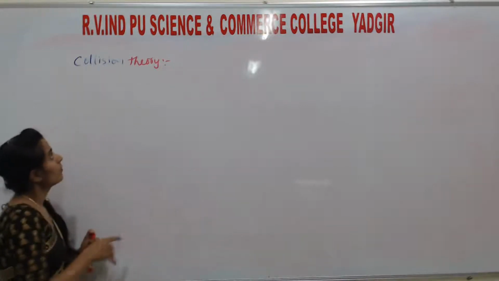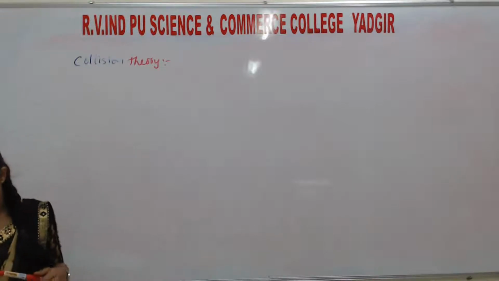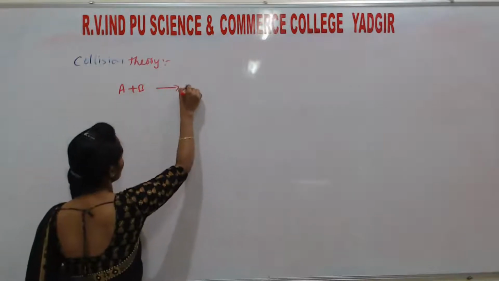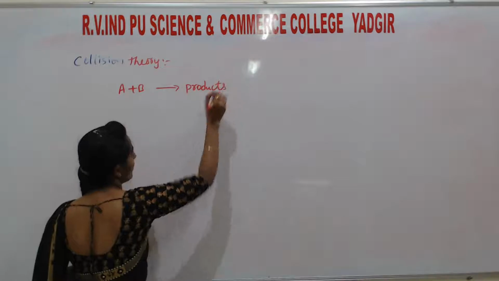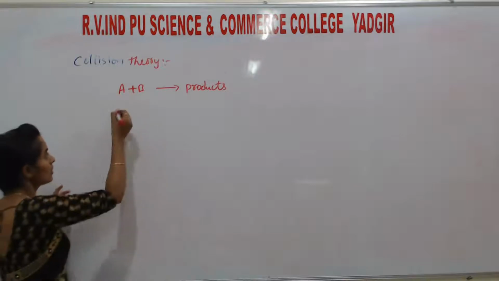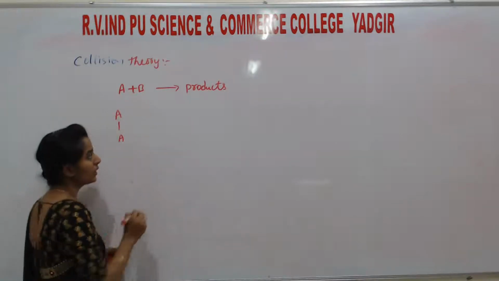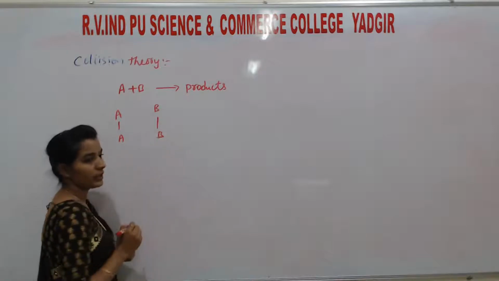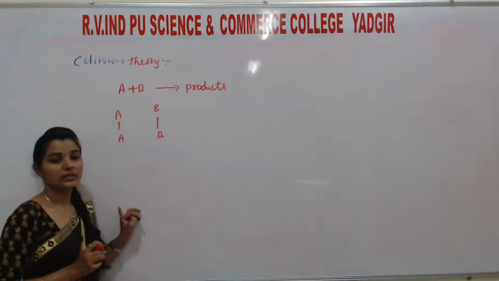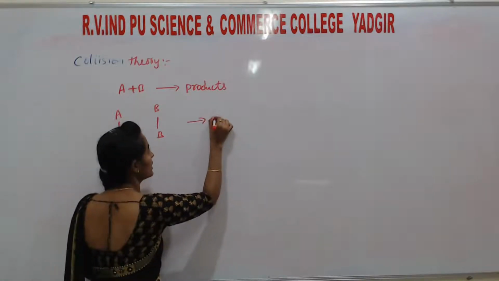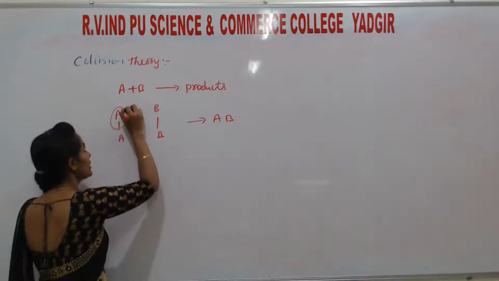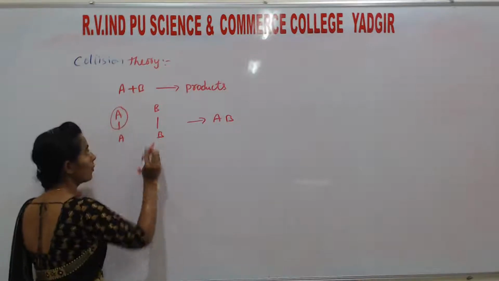Okay, so one equation is there that is explained by Lewis. Reactants A plus B react with each other to give products. When will they react? When these two collide with each other. Initially the bond is between A and A, and here it is between B and B. When A and B collide with each other, only then will the product form, that is AB. So that means these reactants should orient in a proper direction.